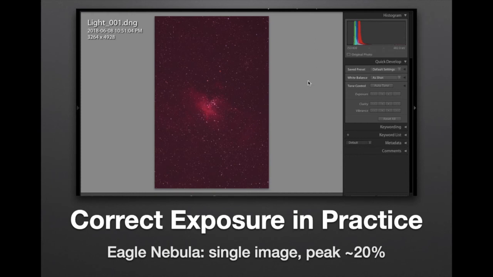Here we have our raw image again, and again this is a single image, and it's showing the approximately 20% peak for this background sky, and this is an 8-minute exposure. So my ISO here is set at 800, the sweet spot, and then I found how long I had to expose for to get this at about 20%. And then that's my exposure. So it's 8 minutes.